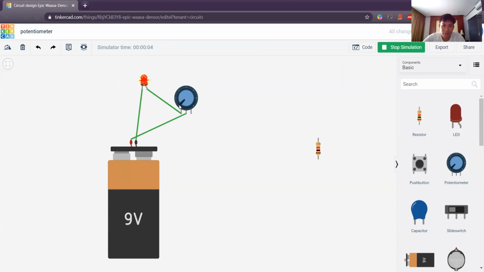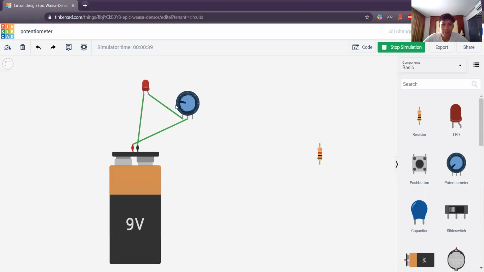And when we adjust this, the brightness will decrease accordingly. So here it is very dim. So this means that it resists the current from the 9-volt source flowing to the LED. So this is how we use the potentiometer in Tinkercad for a simple circuit like this.